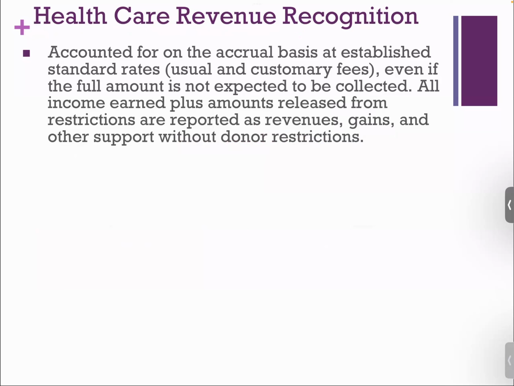Similar, it's accounted for on the accrual basis, using established standard rates. They'll say things like standard rates or customary fees. Even if the full amount isn't expected to be collected, we still bill at the standard rates or customary fees. That's what we recognize the revenue at. So again, all income earned plus amounts released from restrictions are reported as revenues, gains, and other support without donor restrictions.